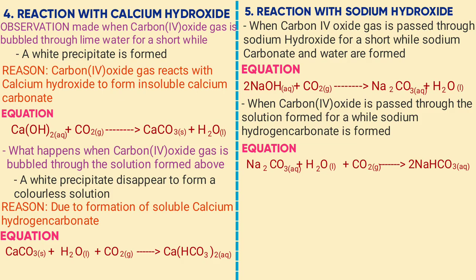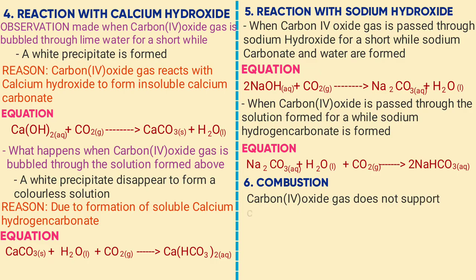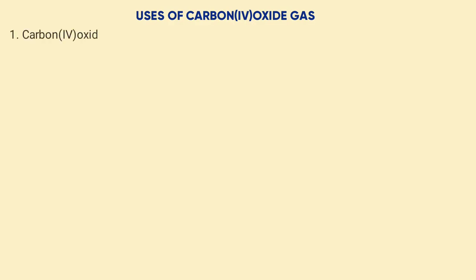Now, the next reaction is combustion. Now, carbon dioxide does not support burning of substances, hence extinguishes a burning splint and candle. Reason: Now, uses of carbon dioxide. Now, carbon dioxide is used in industrial manufacture of sodium carbonate by the solvay process.